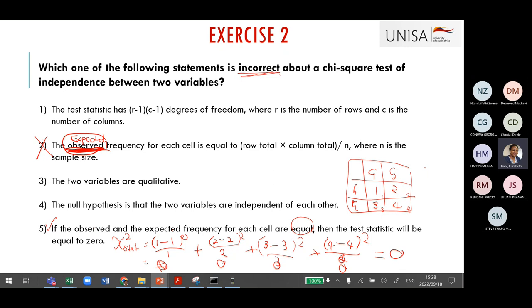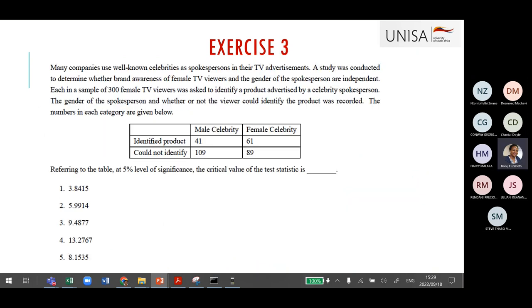So if your expected value and your observed value are the same, therefore it means your test statistic will be equal to 0. So that is correct. We're using qualitative data. And the null hypothesis, we always state independent, right? This we just dealt with in the previous one: your degrees of freedom is stated by the number of rows minus 1 times the number of columns minus 1. Okay, moving on, unless you have another question. Let's move to the next question.